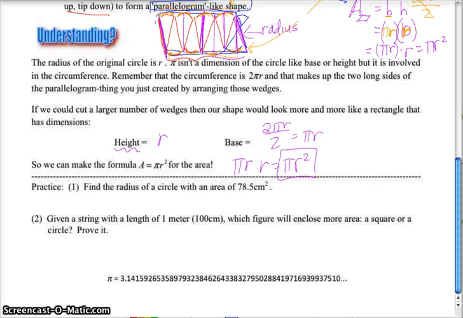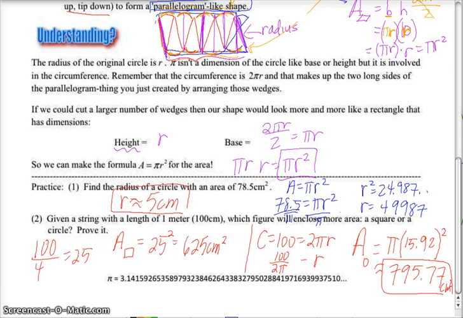But here's 2 that you can practice, push pause, try them, and then check my answers. Only 20 seconds left, so I'll do it quickly. Okay, 20 seconds for a super fast explanation. Number 1, set the area equal to pi r squared, divide by pi, we get r squared equals 24.98. Take the square root of both sides, you get 4.9987, which is about 5.